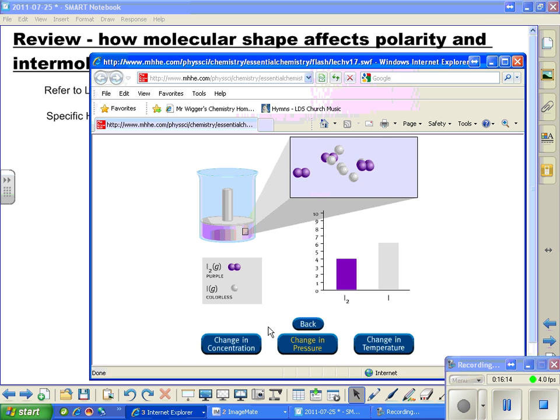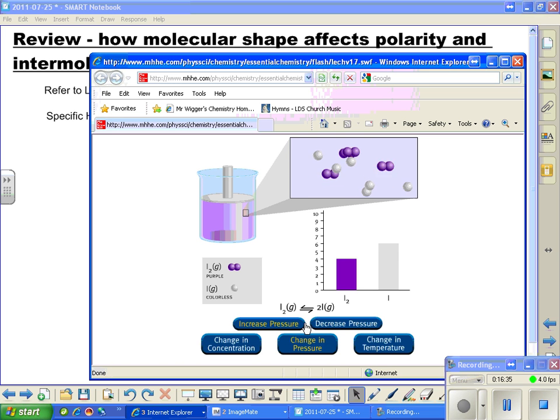Okay, let's watch what happens. It's going to react in just a minute. There we go. Okay. Did you see what happened there? LeChat's reaction was to make more of the I2, which is what we predicted. Pretty cool, huh? Shift left.